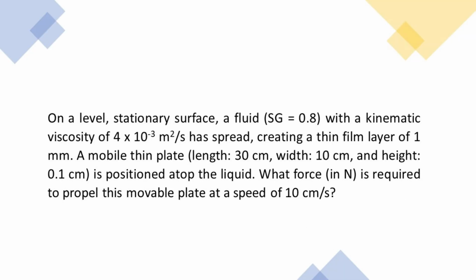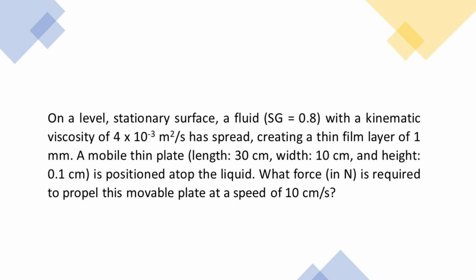Problem 1. On a level stationary surface, a fluid with a specific gravity of 0.8 has a kinematic viscosity of 4 × 10⁻³ square meters per second. When the fluid is spread on the surface, it forms a thin film layer of 1 mm. A mobile thin plate, which has a length of 30 cm, width of 10 cm, and height of 0.1 cm, is positioned atop the liquid.